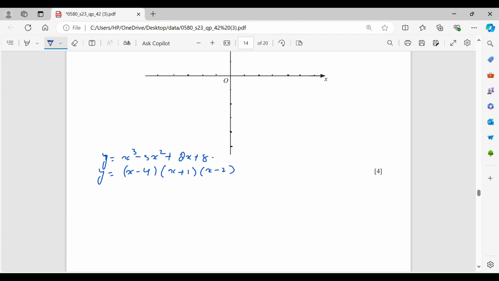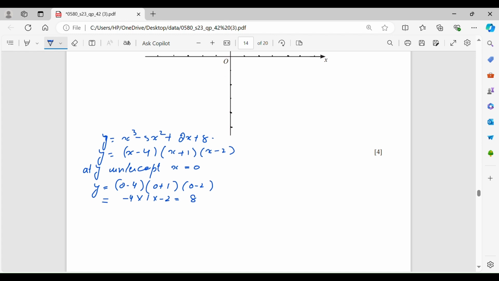At y-intercept, our x will be equal to 0. So y will be 0 minus 4, 0 plus 1 and 0 minus 2, right? So this will be equal to minus 4 into 1 into minus 2, which will be equal to 8, right? So this was one point.